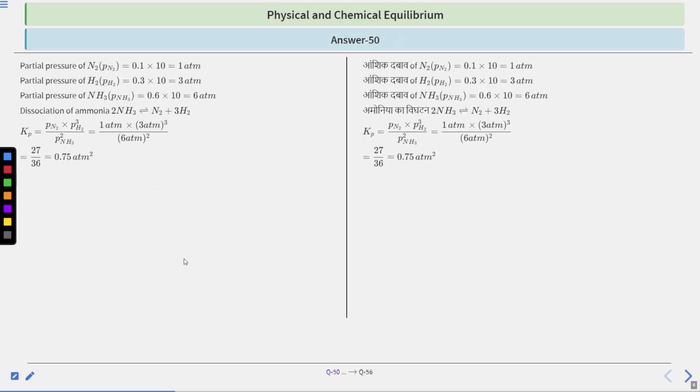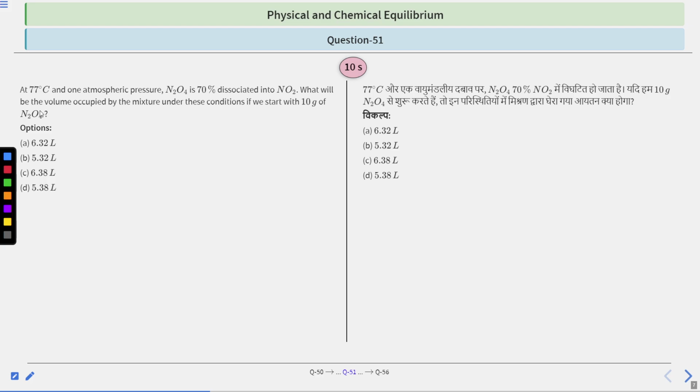Okay, let's move to next question, question number 51. At 77 degrees Celsius and 1 atmospheric pressure, N2O4 is 70% dissociated into NO2. What will be the volume occupied by the mixture under these conditions if we start with 10 gram of N2O4? Options are 6.32 liter, 5.32 liter, 6.38 liter or 5.38 liter. So you have 10 seconds to solve this question. After that, we will see the answer.